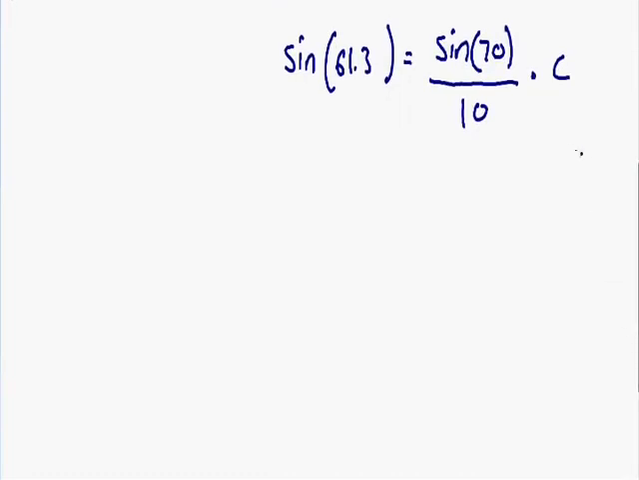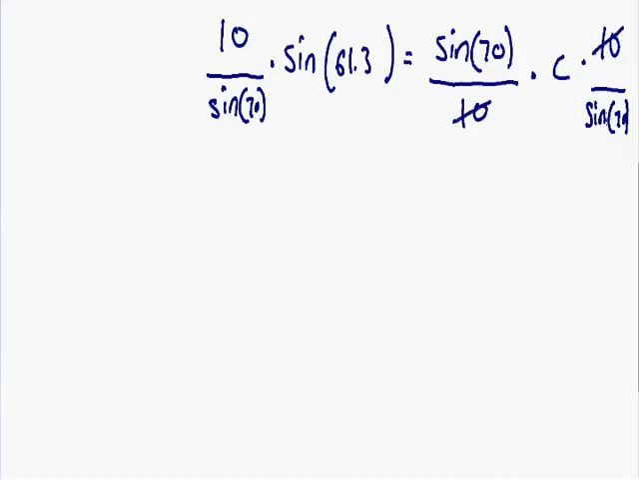And once again, we're solving for C, so we need to get C by itself. So I'm going to get rid of this 10 and the sine of 70. So I'm going to multiply by 10, and I'm going to divide by the sine of 70. And whatever you do to the right hand side, you have to do to the left hand side. So I also have to multiply by 10, and I have to divide by the sine of 70. Alright, and notice on the right hand side how the 10's cancel out and the sine of 70's cancel out.